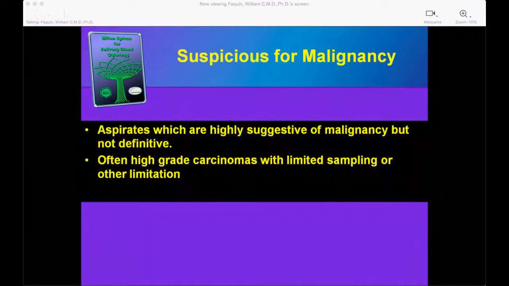Moving on to the next category, suspicious for malignancy. Aspirates in this category are going to be highly suggestive of malignancy, but not definitive. Oftentimes, the salivary gland aspirates in this suspicious for malignancy category are going to represent high-grade carcinomas with limited sampling or some other limitations.